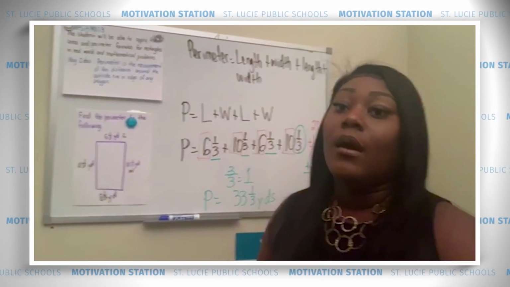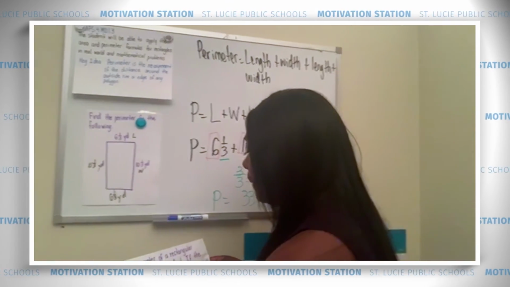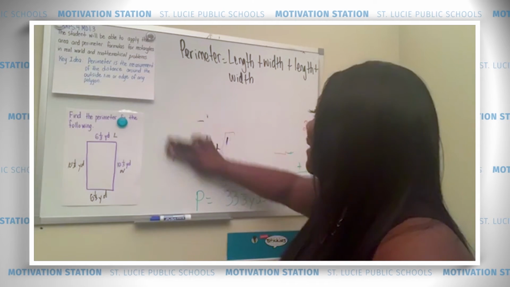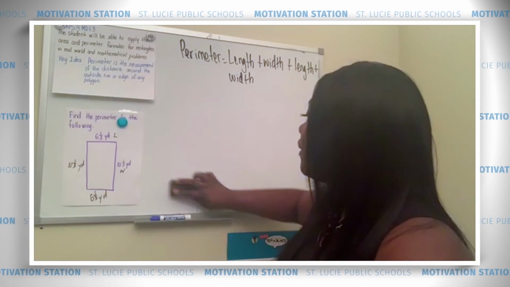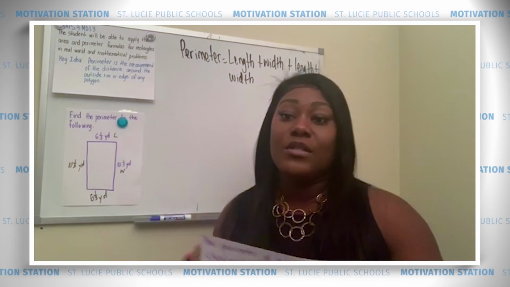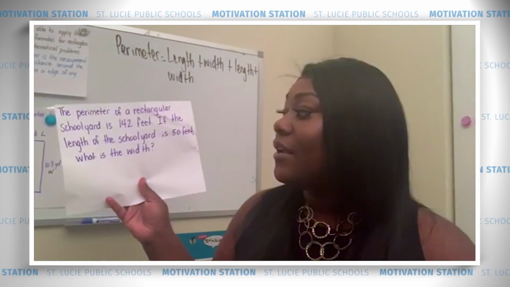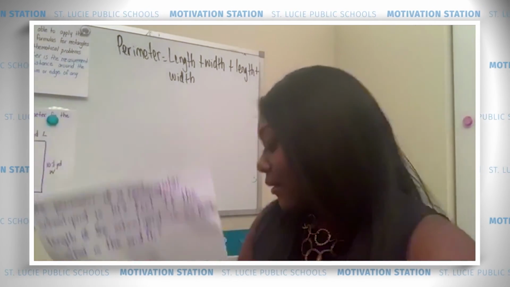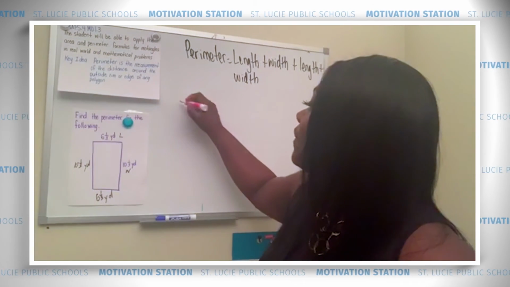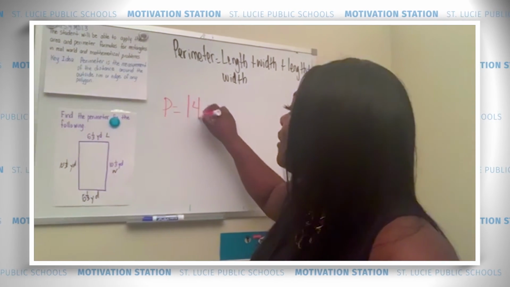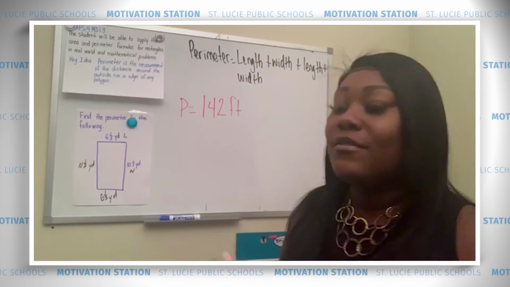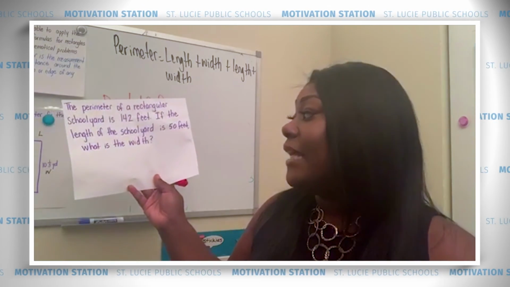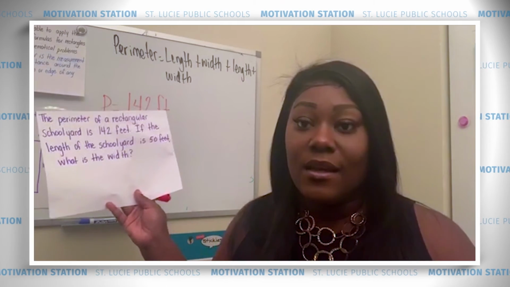L plus W. So we're out of time, but I want you to work on this problem, and it's going to be oh so ever tricky, but I know that you can draw it out and figure it out. I'll get you started. It says the perimeter of a rectangular schoolyard is 142 feet. Will you look at that? They give you the perimeter. So I'm going to go ahead and write this out using P for perimeter. P equals 142 feet. We have the total distance around the rectangle. If the length of the schoolyard is 50 feet, what is the width?